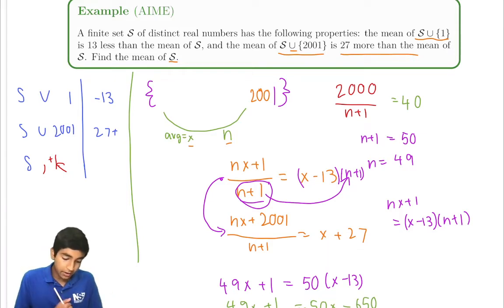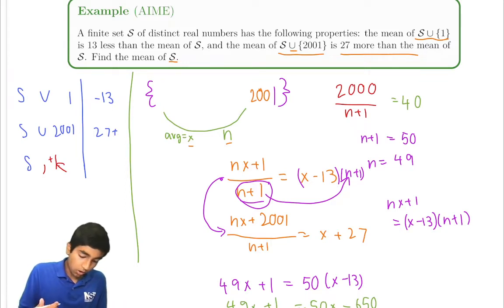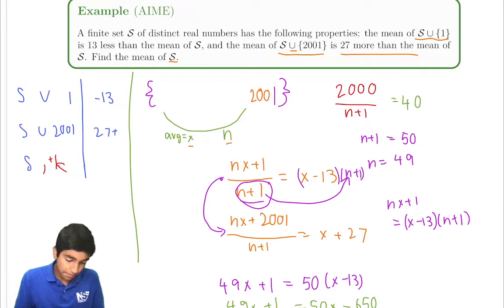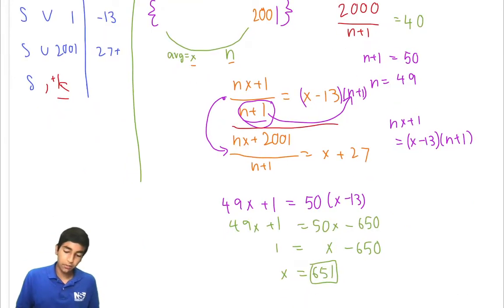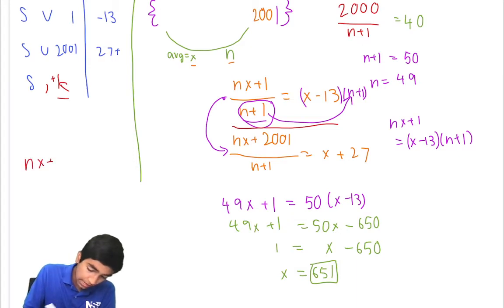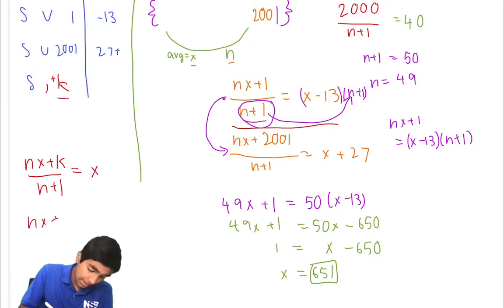Well, the key thing here is that by adding a different number from 1 to 2001, our mean is just going to be linear, because the mean function is a linear function. So what we can do here is see that the value of k such that this will be equal to the same mean is simply nx plus k divided by n plus 1 is equal to x. Let's solve this. nx plus k equals nx plus x. So k equals x.